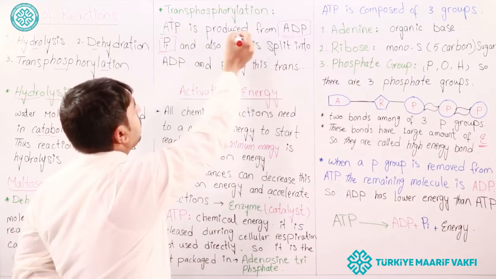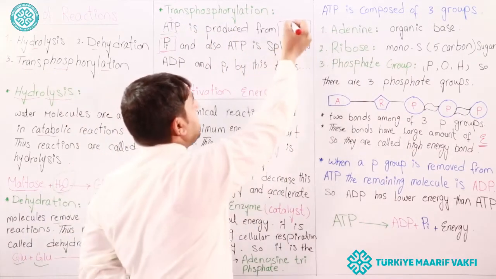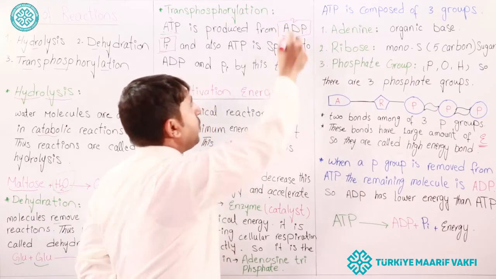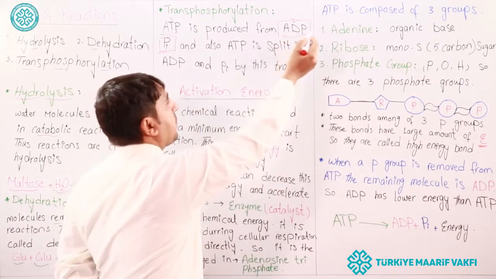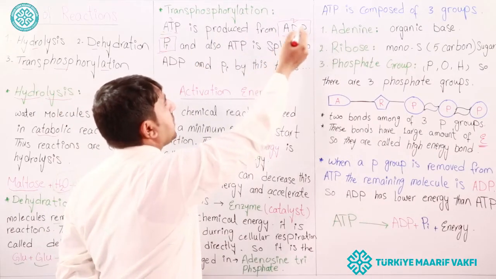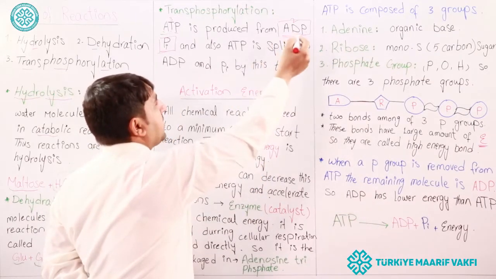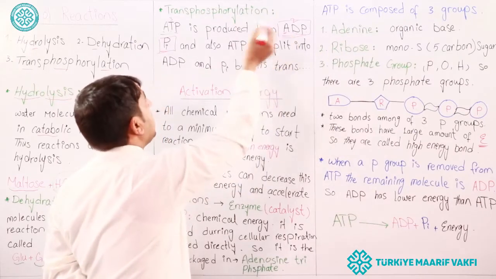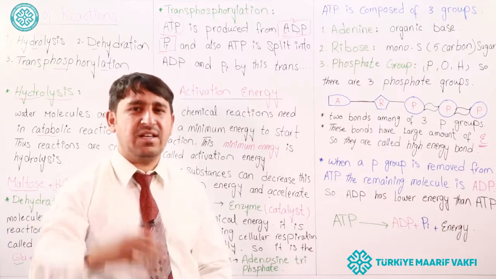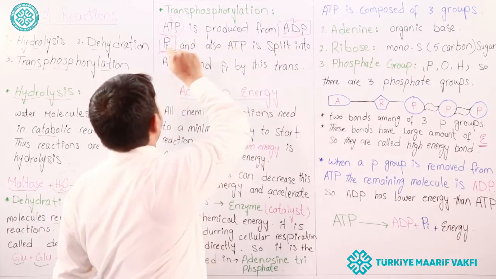Now how can we make the ATP? The ATP is produced from ADP. What is ADP? Adenosine diphosphate. Di means 2. Now what do we have here? We have 2 phosphates. When we combine another phosphate with these 2 phosphates, we get 3 phosphates, combined with adenosine. After that, we get a triphosphate molecule, that is adenosine triphosphate, or ATP. So ATP is produced from ADP and phosphate.